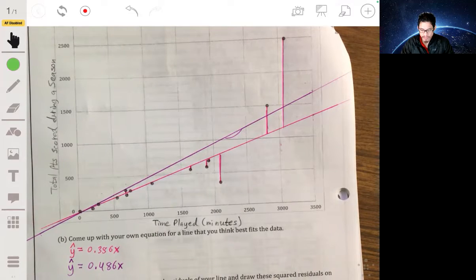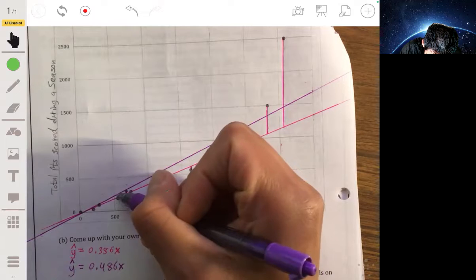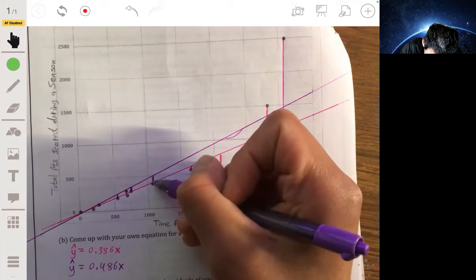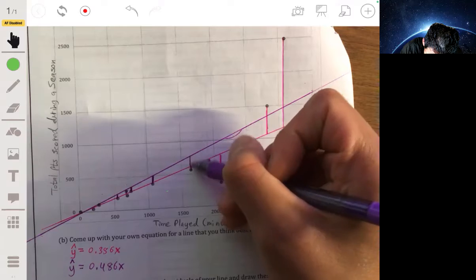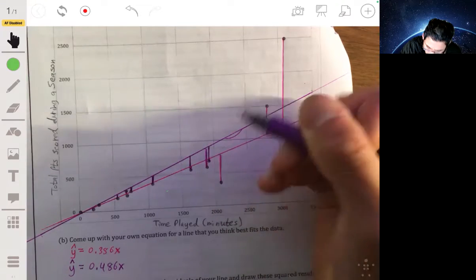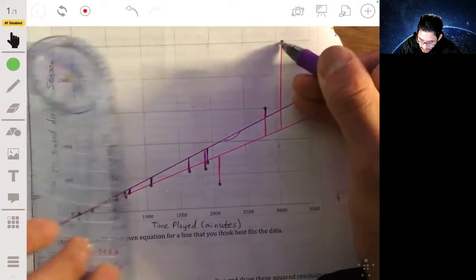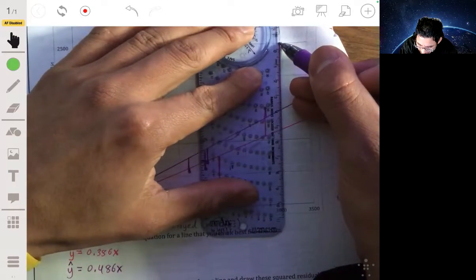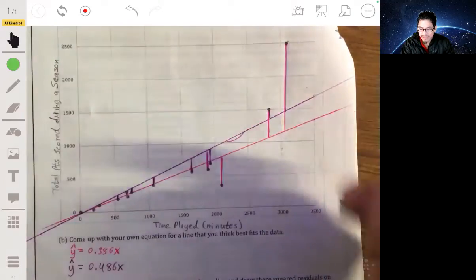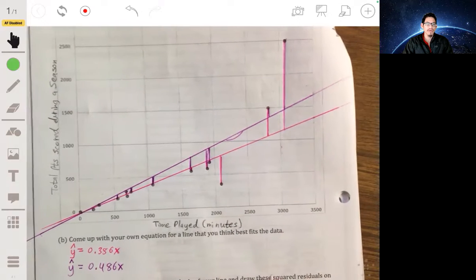So now let's look at the purple line. Let's draw vertical line segments from the points to the purple line. They're a little close to these ones over here. But again, as we go over here, it gets farther and farther from these points, but then it's closer to these points than the pink line. So the purple line is closer to the points over here, but farther from the points over here, and vice versa for the pink line.